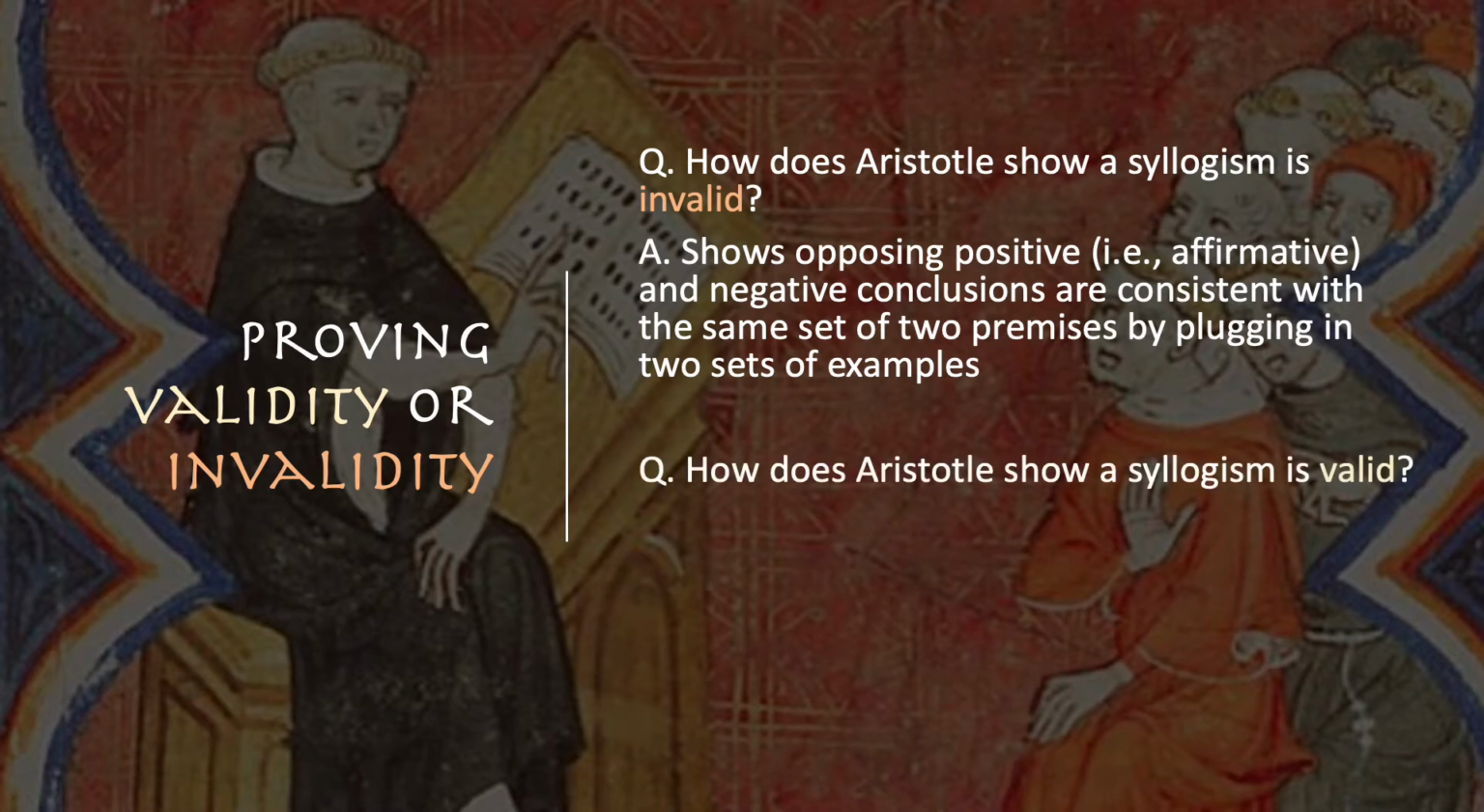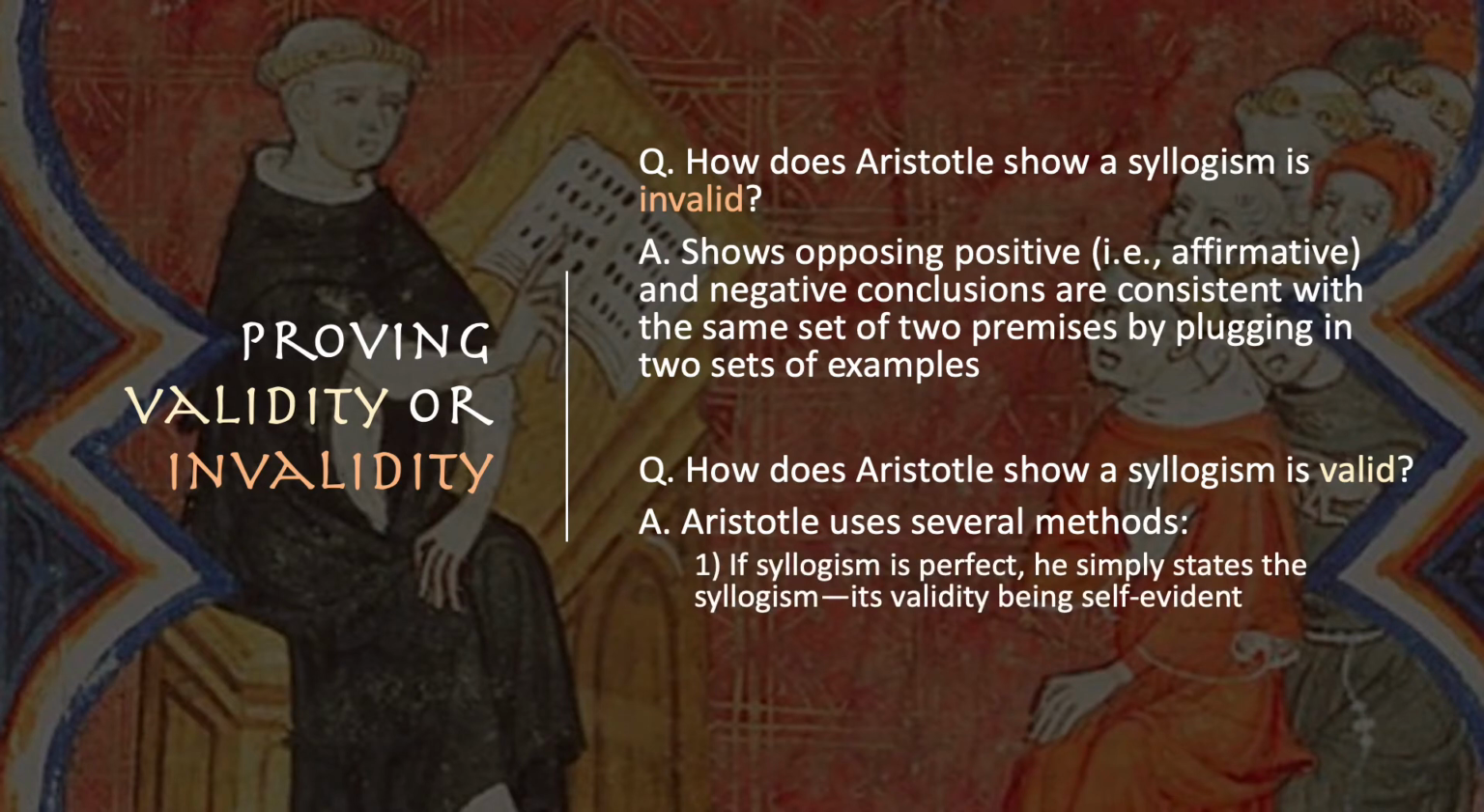How does Aristotle show that a syllogism is valid? Aristotle uses several methods. First, if a syllogism is perfect, he simply states the syllogism. He assumes that the validity of the syllogism, since the syllogism is perfect, will be self-evident. In other words, he doesn't need to prove that it's valid. We'll immediately see that it is valid by him stating what the syllogism is.